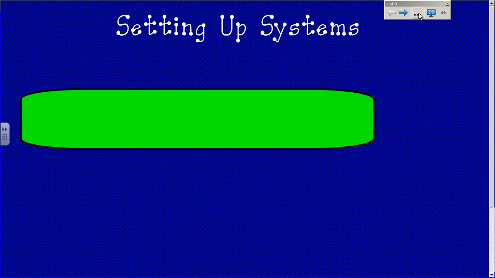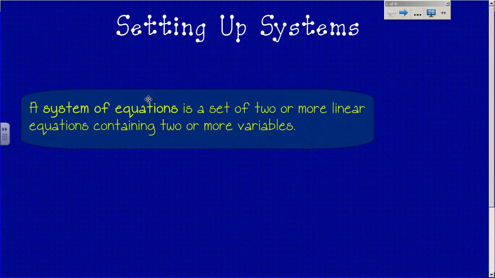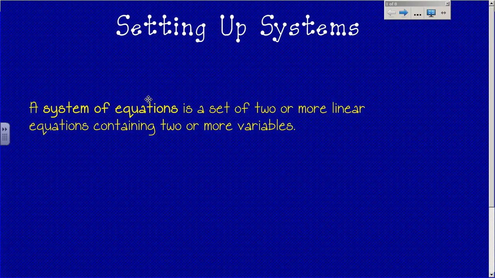So definitions first. You do have a couple. All right, the first one, here it is. A system of equations is a set of two or more linear equations containing two or more variables. You need to write that down. It's going to be very important that you understand what a system of equations is.